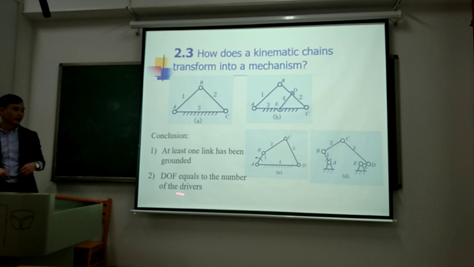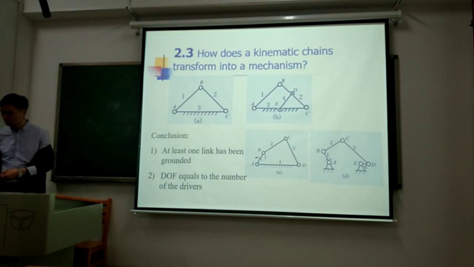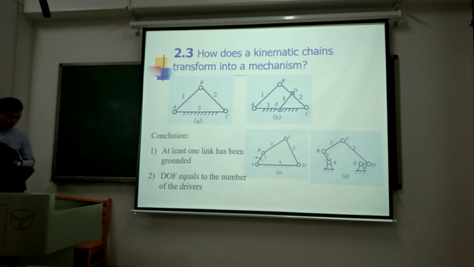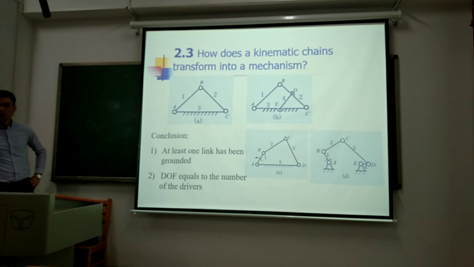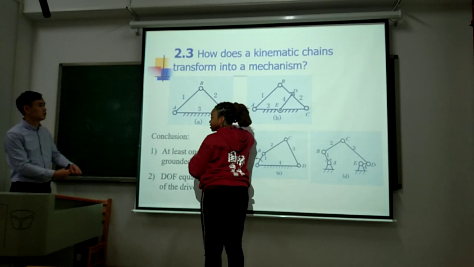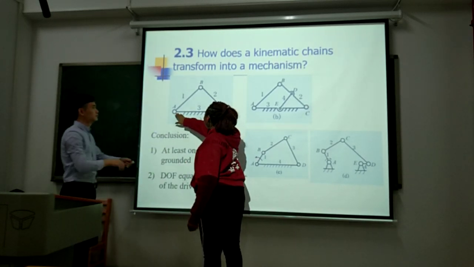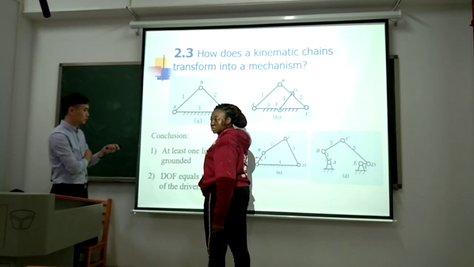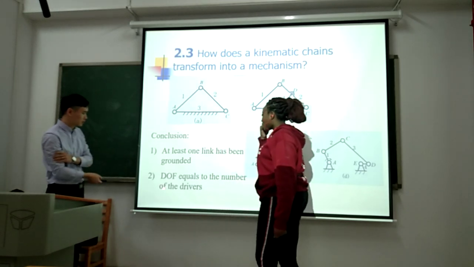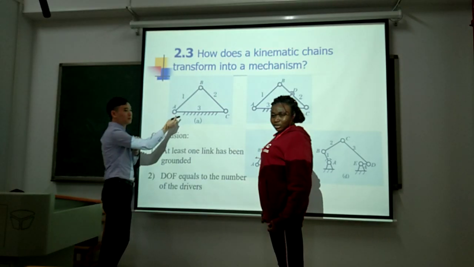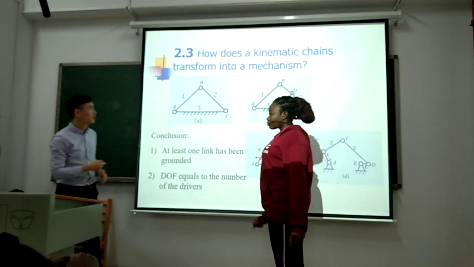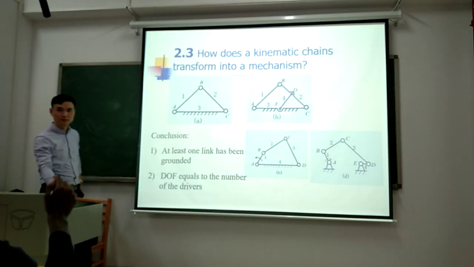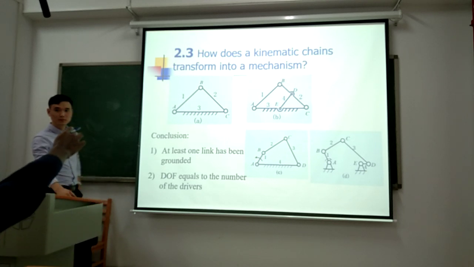This one, DOF equal to the number of diodes. You said that this thing means that it's fixed. This one is fixed. So it's because it means that it's fixed, that when we calculate the DOF, we remove one. She's saying the reason why in the formula we take CL minus 1 is because this one is fixed.